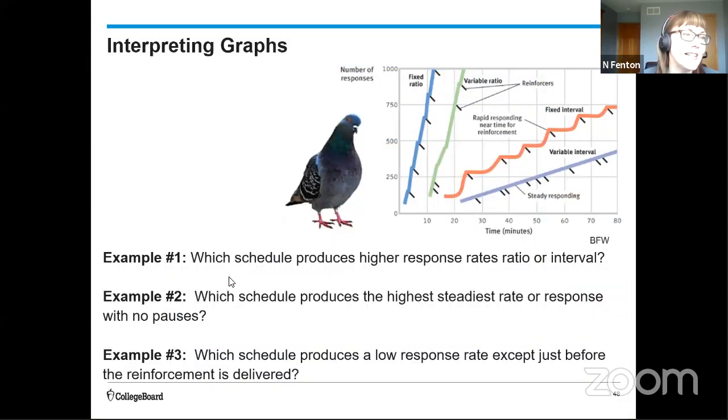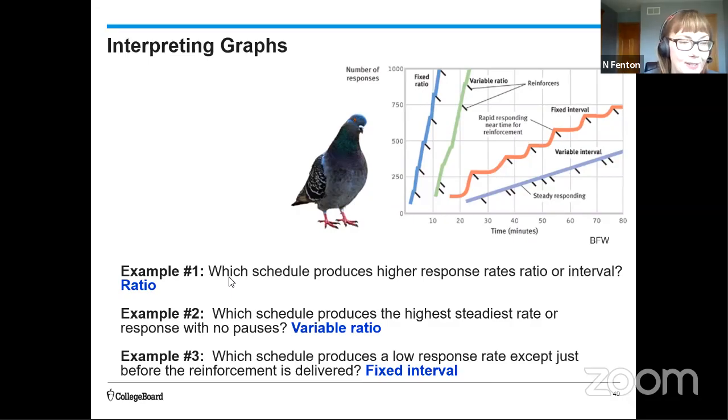Okay, for our check for understanding here, we're going to do a little bit with graphs. If you look at example 1, which schedule produces the highest response rates, ratio or interval? Which schedule produces the highest, steadiest rate of response with no pauses? And which schedule produces a low response rate except just before the reinforcement is delivered? You can do this just from the graph or from your knowledge of the concepts.